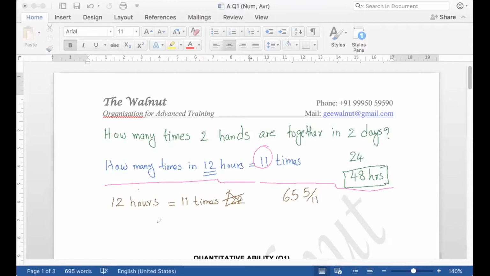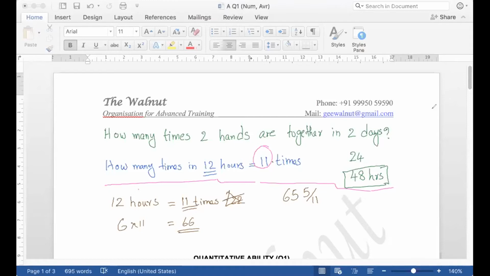So it is similar to two hands being together. Two hands together happens 11 times in 12 hours. And two hands opposite to each other, that means 180 degrees, again that's 11 times. If it is 11 times, of course, we are looking at 3 days. 3 days means what? How many 12-hour blocks do we have? 6 12-hour blocks, right? 6 into 11. So that is 66 times.